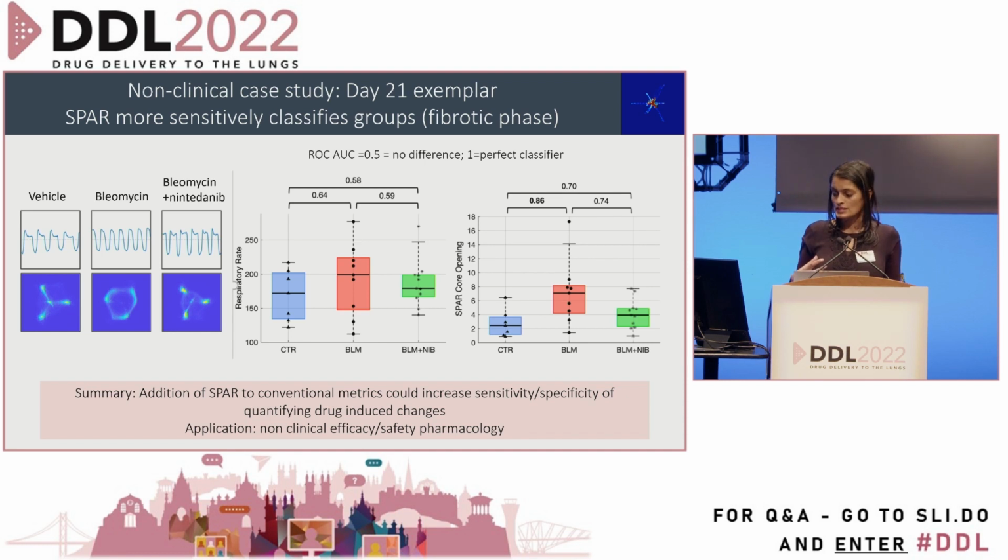So this first part of the data, what we think is if we add SPA to the conventional metrics, we can increase the sensitivity and specificity of quantifying drug-induced changes, disease-induced changes, and it could therefore potentially add value to non-clinical efficacy testing, but also safety pharmacology.